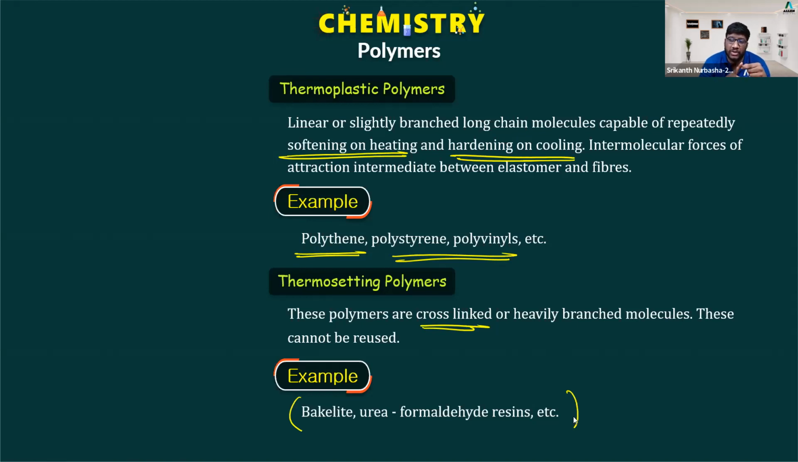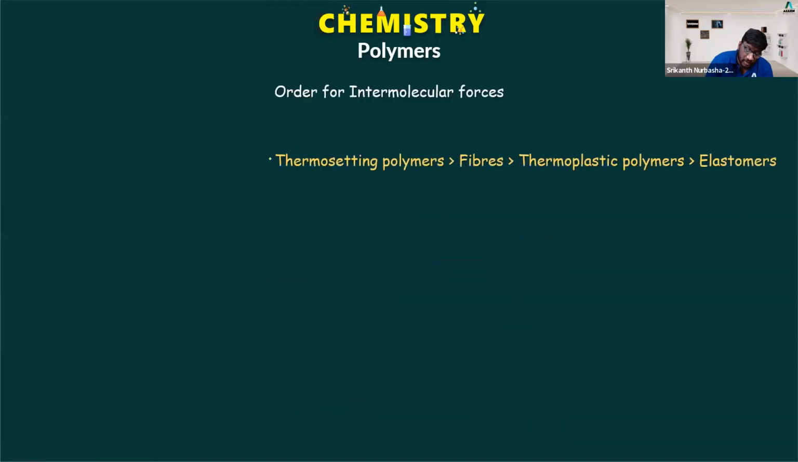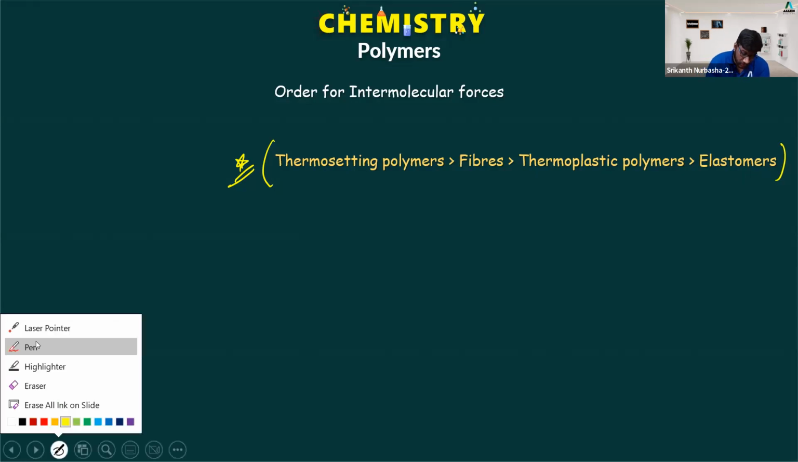After thermosetting polymers, you will have fibers. After fibers, you will have thermoplastic. After thermoplastic, you will have elastomers. That is the order of intermolecular forces in these different categories of polymers. Is that clear or not? So the order of intermolecular forces: thermosetting will be having the greatest intermolecular force of attraction. After that, you have fibers, then thermoplastic polymers, and after that, the elastomers.